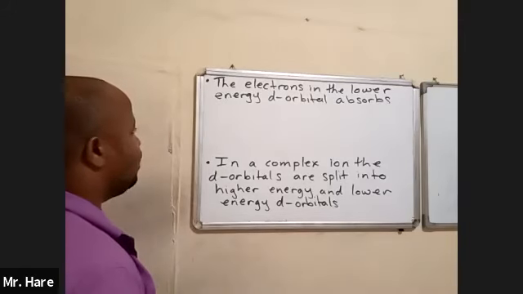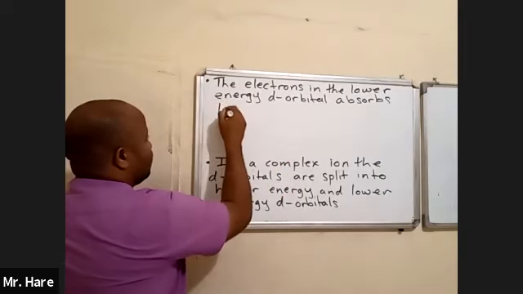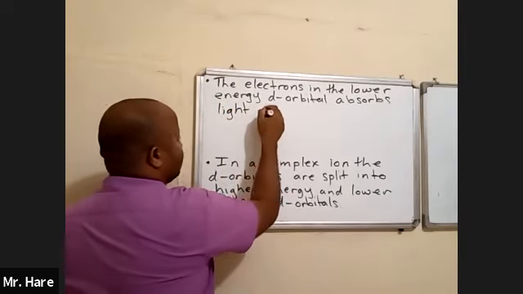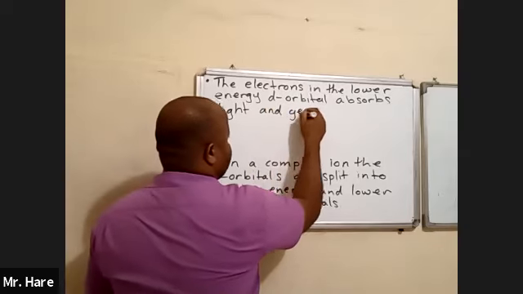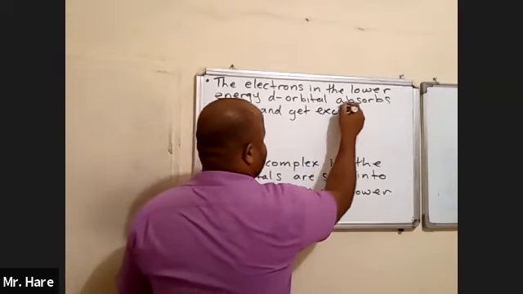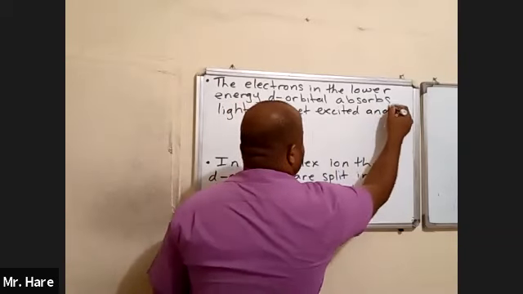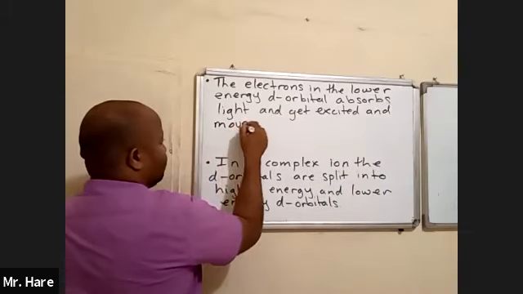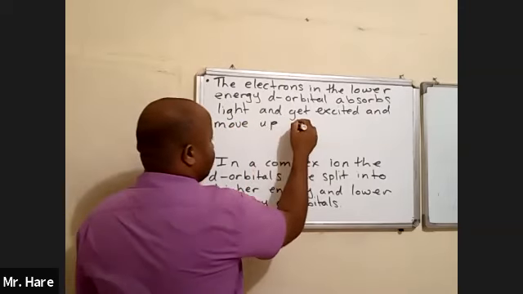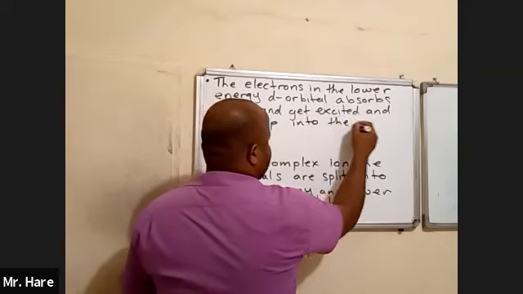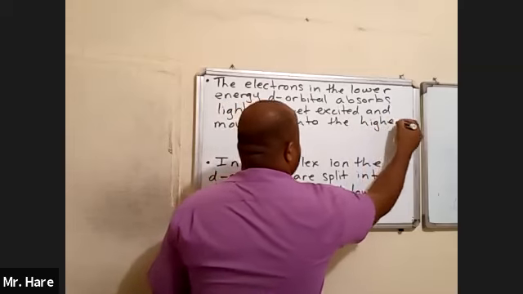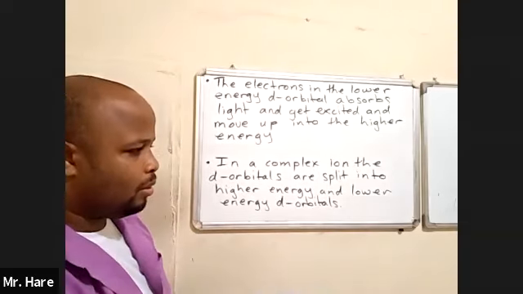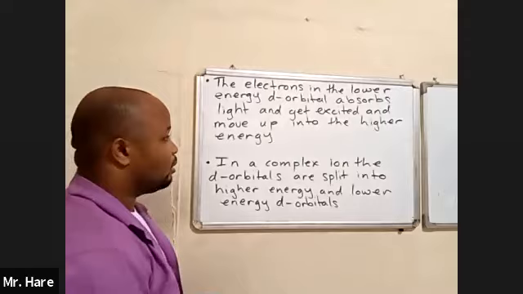All right, so the electrons in the lower energy d orbital absorb. Sir, when it gets excited, that's when it exits its ground state, right? When it gets excited, it exits the ground state, which is the lowest energy state. Right.